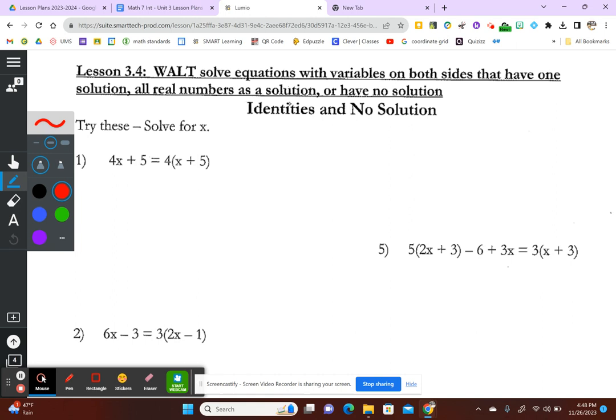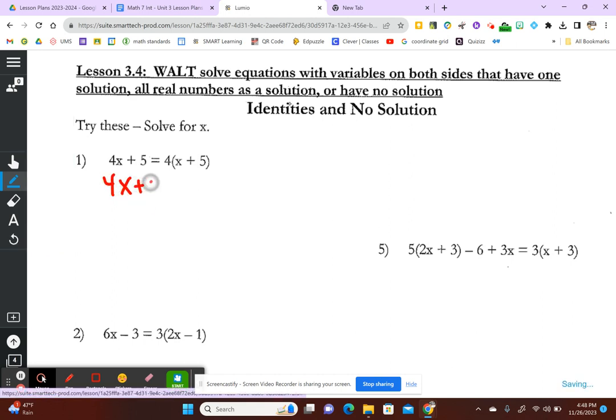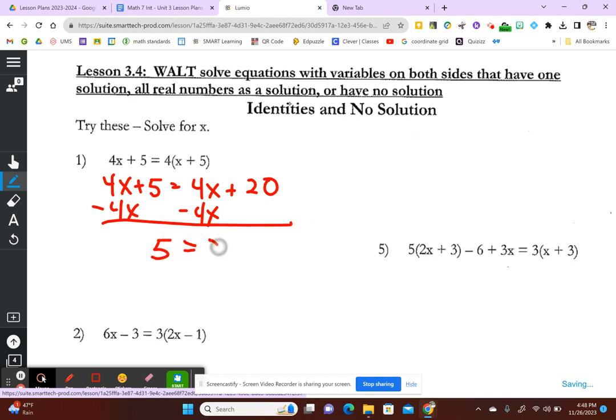So 4x plus 5, now I'm going to distribute, equals 4x plus 20. I'm going to get rid of 4x from both sides. And then I'm going to go, oh no, where'd my variable go? Once your variable disappears, you have two possible solutions. Either it's an identity and it's all real numbers, or it's no solution. The way to determine it is once the variable disappears, and only when the variable disappears, you say, is this true? Well, 5 does not equal 20. It's false, which means there's no solution.